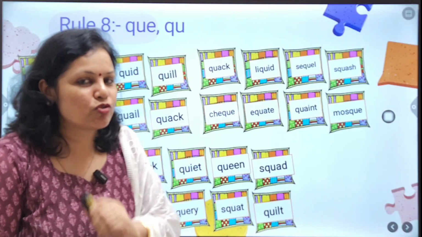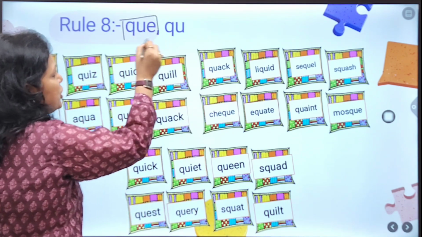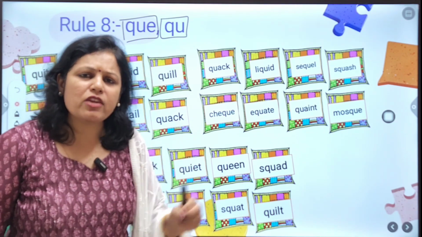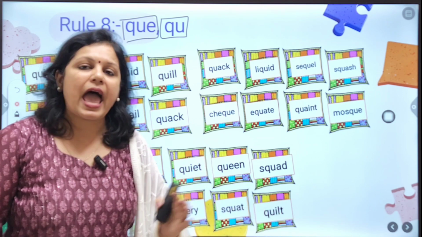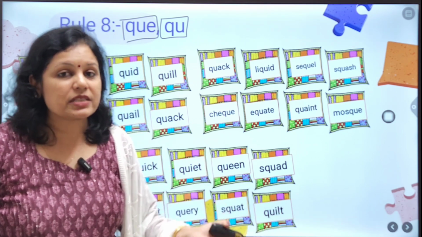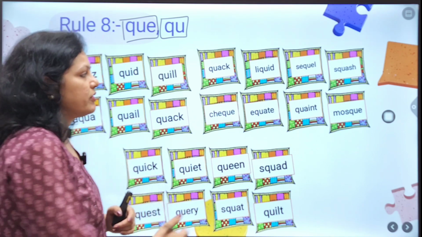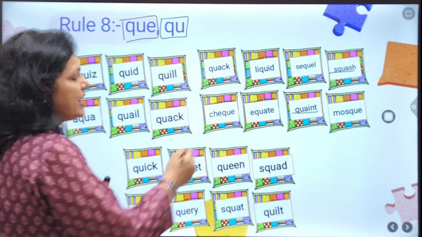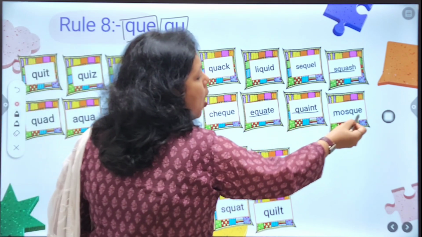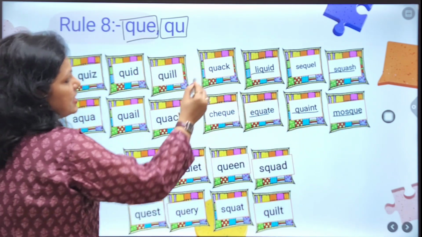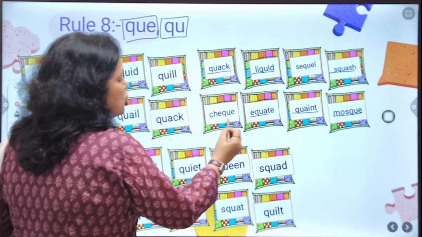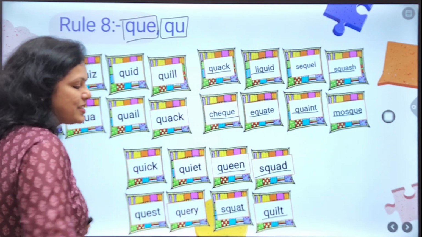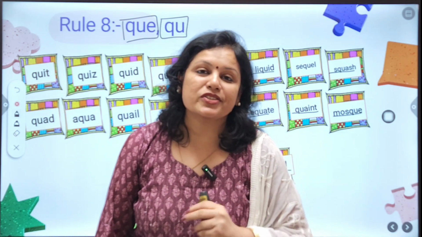Now the last and the 8th rule. Again here, the combinations QUE and QU both give you the sound of K. But many of these words are actually English words, and some are also Greek and Latin words, and that is why we need to learn many of them, like squash, quaint, equate, mosque, liquid, quack, check, queen, squad, quilt, squat, and so on. So you have the words of QU also.